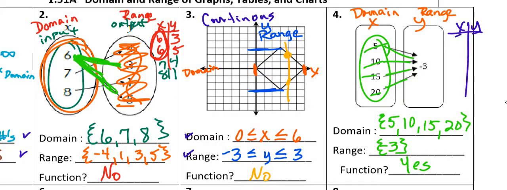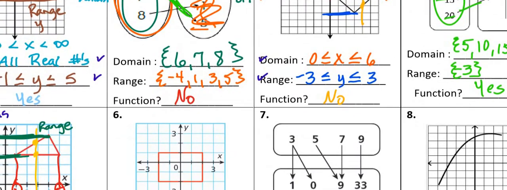T-chart or a table. 5 goes to -3, 10 goes to -3, 15 goes to -3, 20 goes to -3. And since these -3's are repeated, you're still only going to write it down one time. But the 5, 10, 15, and 20 are not being repeated, and this is your domain. That's how you're going to tell if it is a function or not.